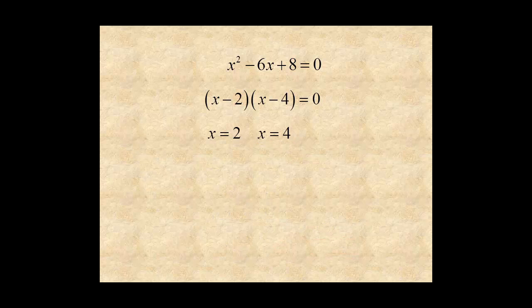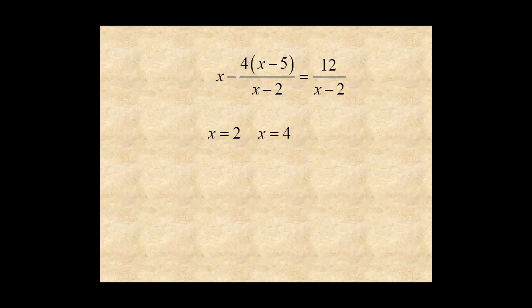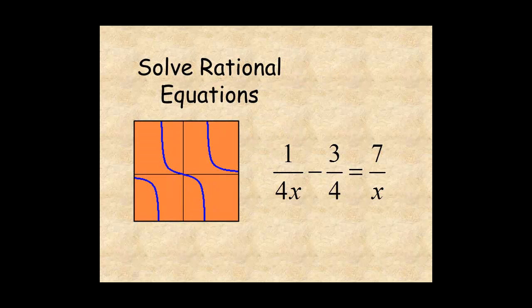So for this equation, x equal 4 is the solution, and x equal 2 is extraneous. Always check for and identify extraneous solutions. Extraneous solutions are not solutions to the original equation and must be ignored. This lesson showed how to solve rational equations.